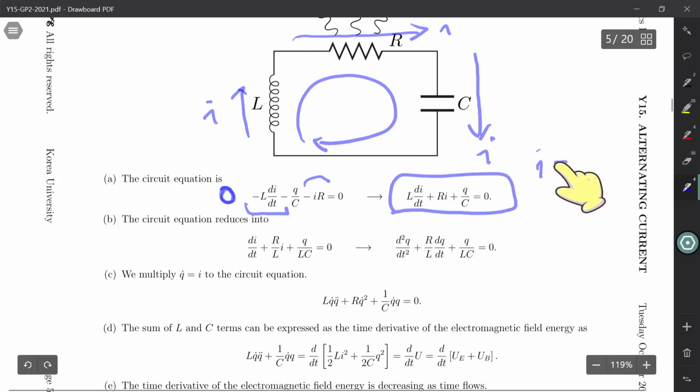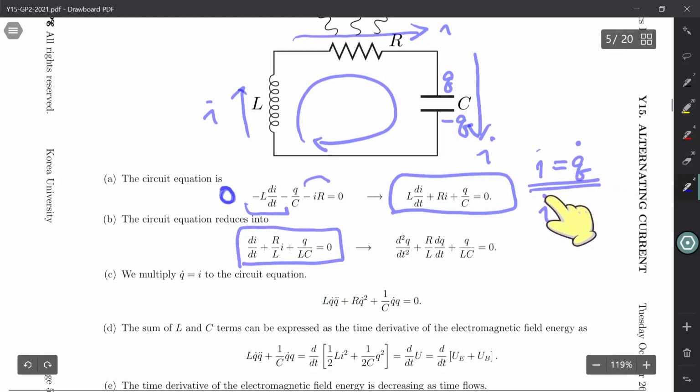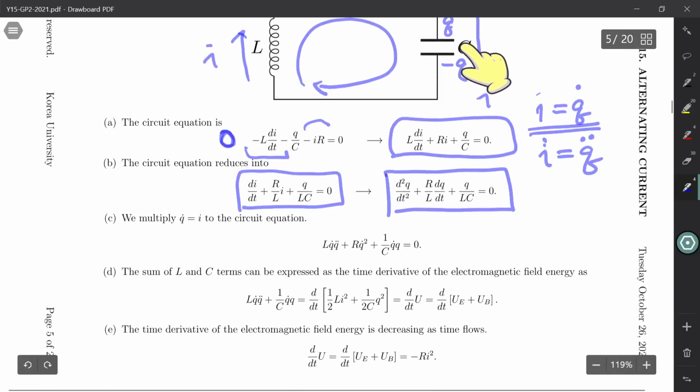Because I is the time derivative of charge, where charge is the charge Q saved. This is Q and this is minus Q, saved inside the parallel plate capacitor. We multiply by 1 over L to find this equation and use this relation. We have this equation. This is equivalent to the damped harmonic oscillator.